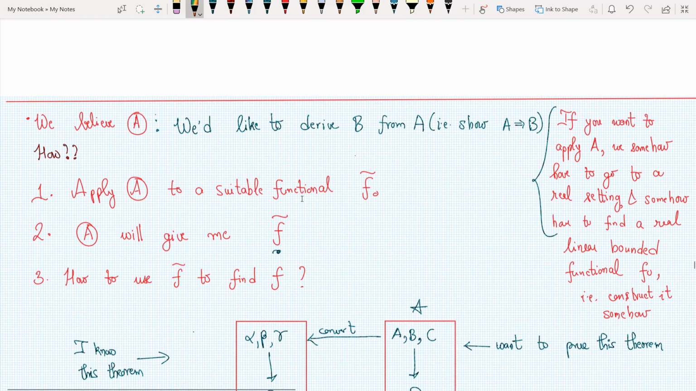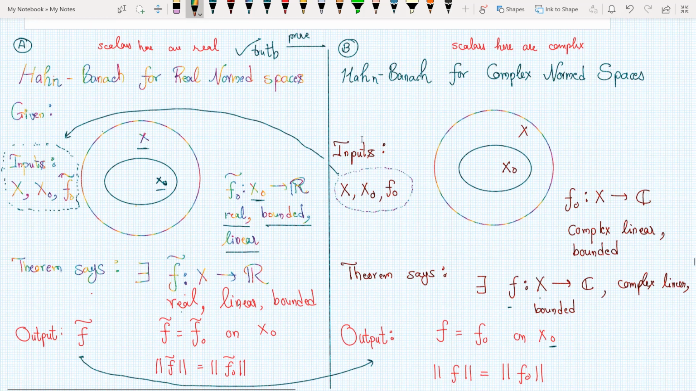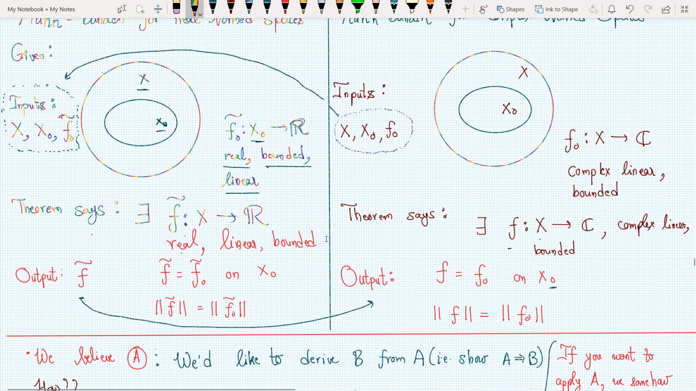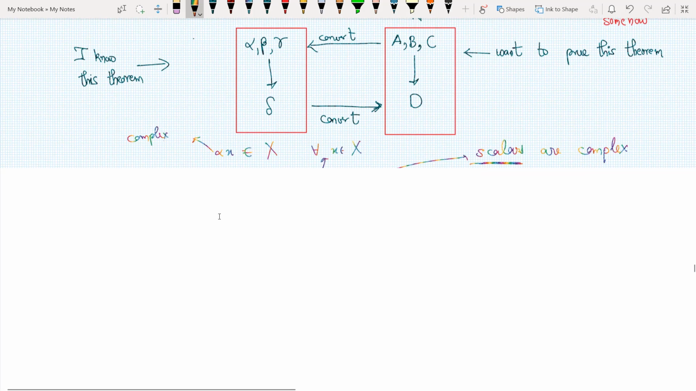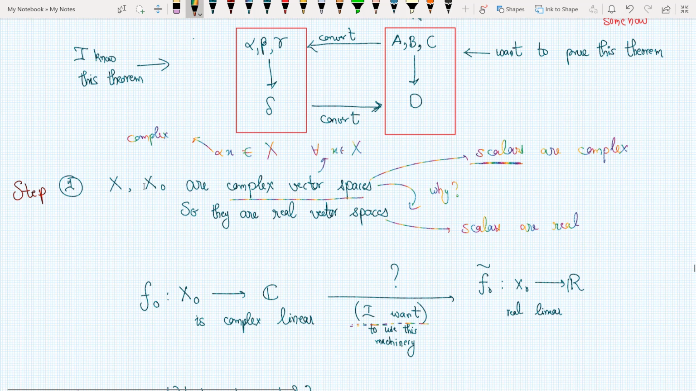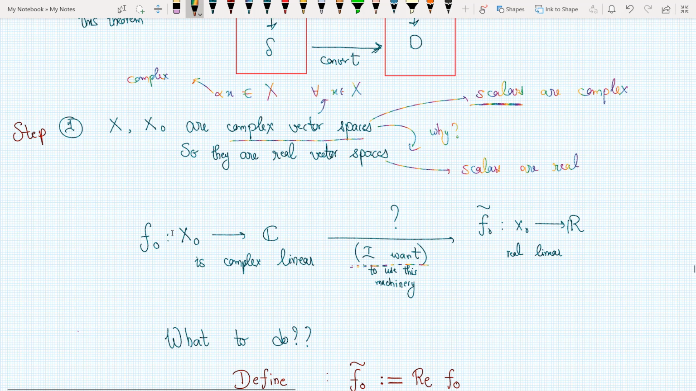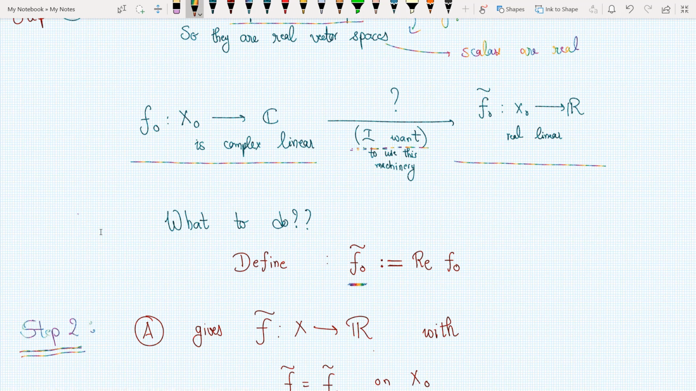So now if we go back to what we wanted to do initially, we had x, x0 and f0, and we wanted to find an f such that these two conditions are satisfied. So I will use this machinery, this algorithm, to further break down my analysis. Since x and x0 are complex vector spaces, they are real vector spaces, and for real vector spaces I had the Hahn Banach theorem for real vector spaces. So if I have this formulation and I want to use this machinery, the way I would progress is I would define an f0 tilde to be the real part of f0.